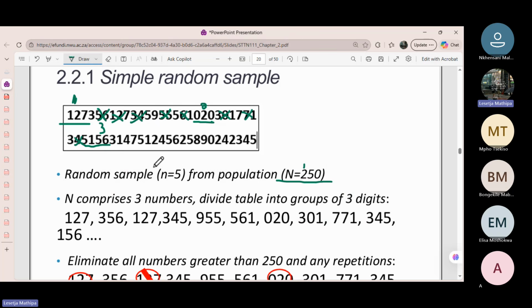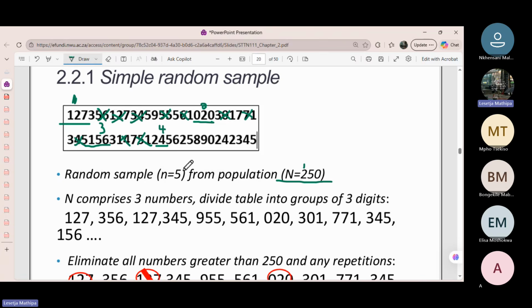If they want the fourth element, you go here. 314 is greater than, out. 751, out. 245, you're going to take 245 as the fourth element here. Can you all see that? Yes. Okay, great. So that's how you solve random numbers, and also the questions that are based on the simple random sampling.